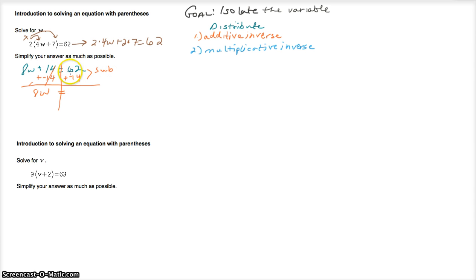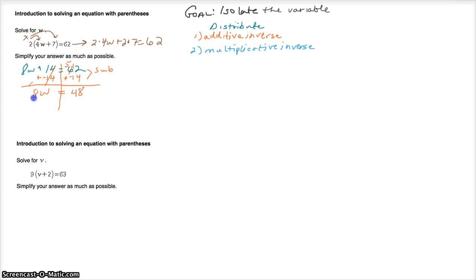So 62 minus 14, I can borrow and carry. 12 minus 4 is 8. 5 minus 1 is 4. And because it's a negative sign here and the negative number is smaller, it's going to be a positive value still. Now I have it where I can apply my multiplicative inverse, or multiply by the flip.